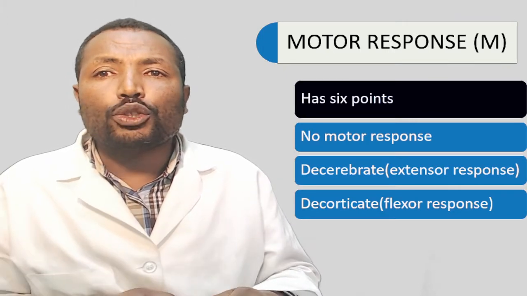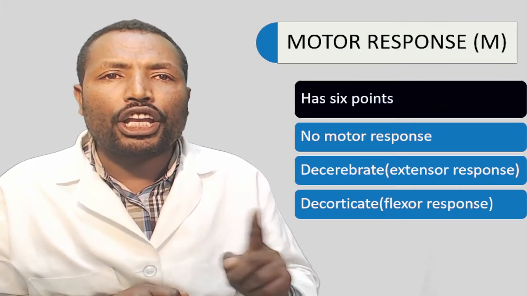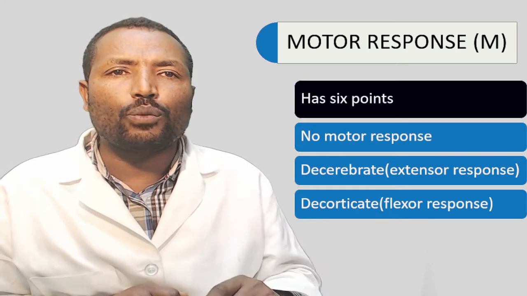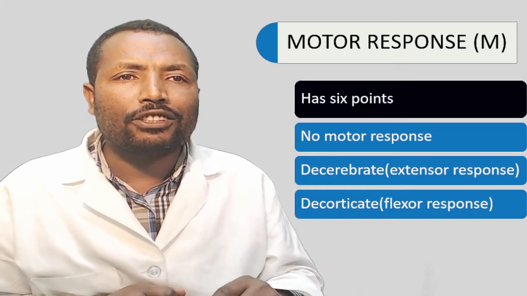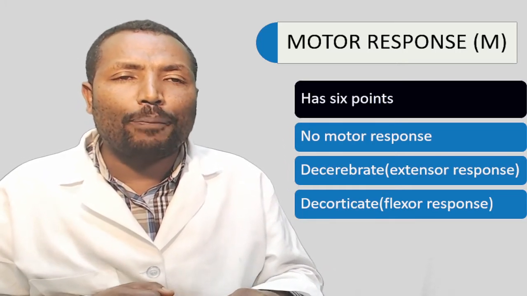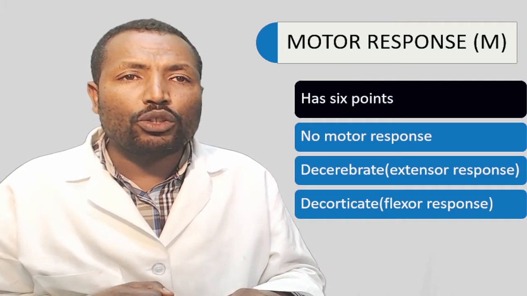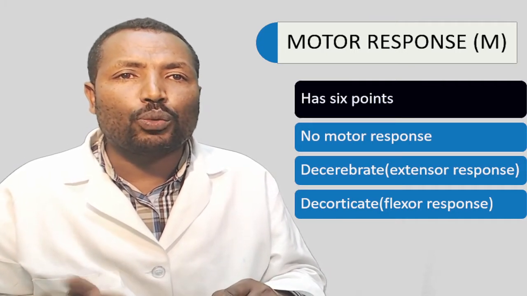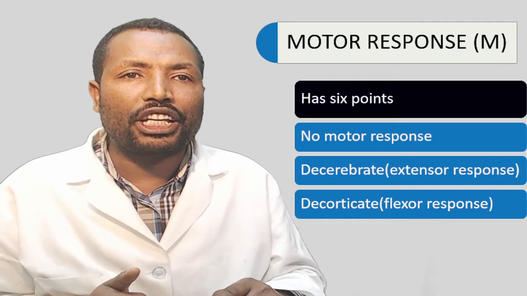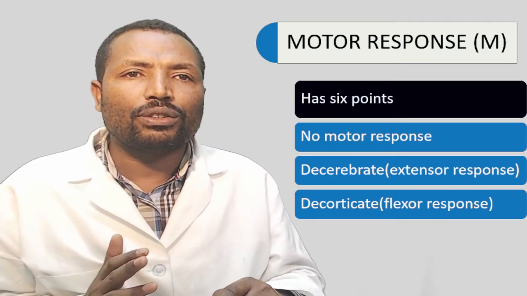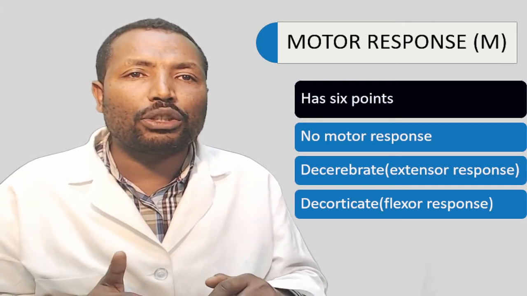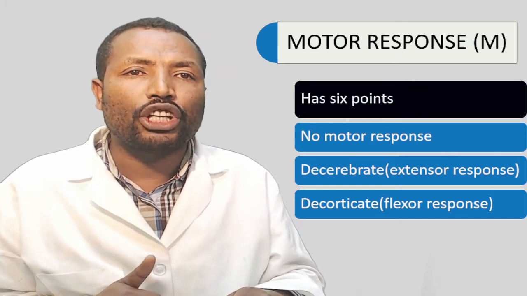Motor response also has 6 points. If no motor response, we give 1. If the patient has an extensor response when we apply a stimulus on the chest, that is what we call decerebrate, and we give 2. And if the patient is decorticate or has a flexor response, we give 3.